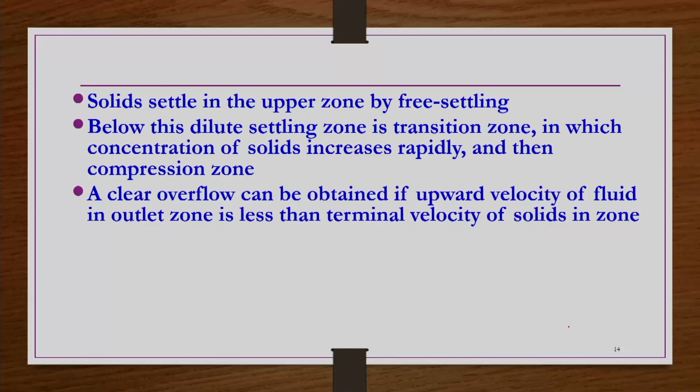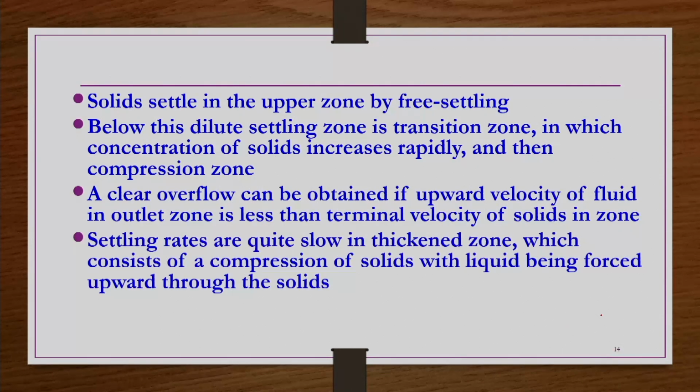So, if you do not want those particles to come into the overflow, the clarified liquid, then this condition has to be maintained. That is, the upward velocity of fluid in the outer zones should be less than the terminal velocity of solids in that zone. That is what it means. A clear overflow can be obtained if the upward velocity of fluid in the outlet zone is less than the terminal velocity of solids in the zone.